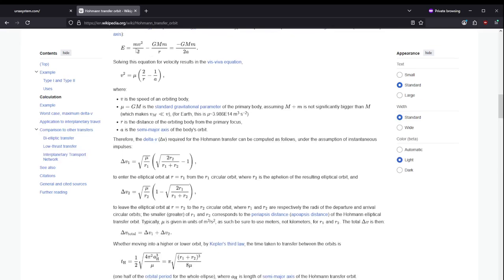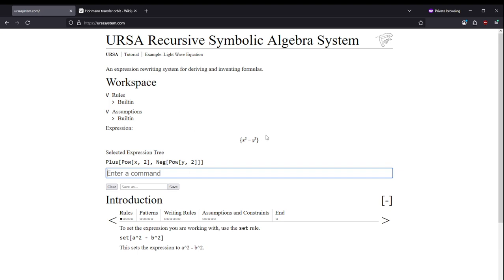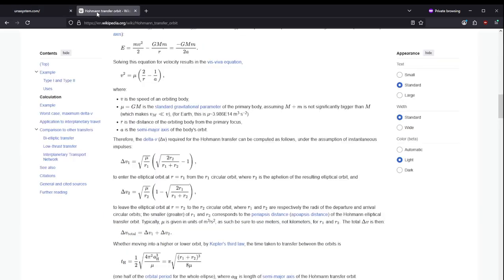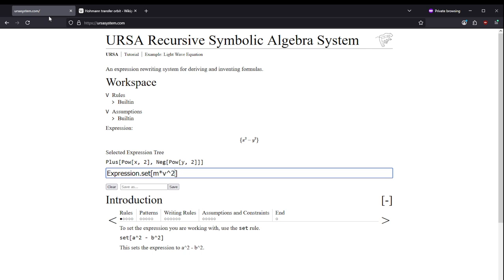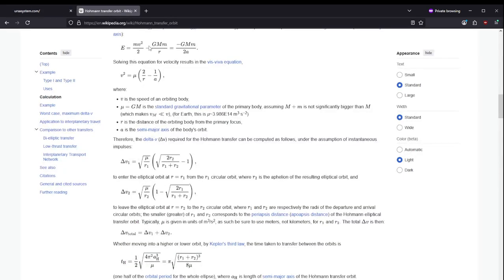I'm going to basically start with this energy equation and derive this delta V. So we're going to start with that, and we're going to derive this intermediate equation along the way. So the first thing that I need to do is enter the equation that I want to start with, and that is done with the expression.set command. So I'm just going to type this in, mv squared over 2 minus, and by the way, this is e equals this stuff equals this other thing. I'm not using the e, I'm just going to use this right-hand part.